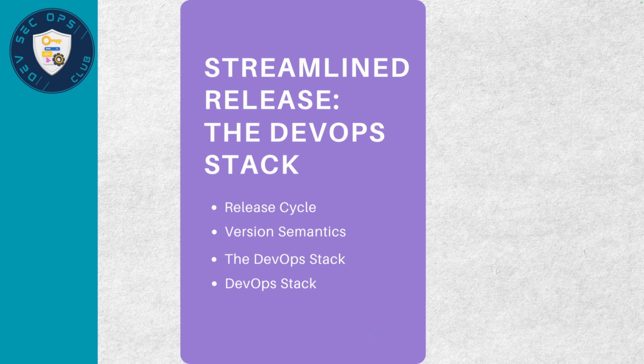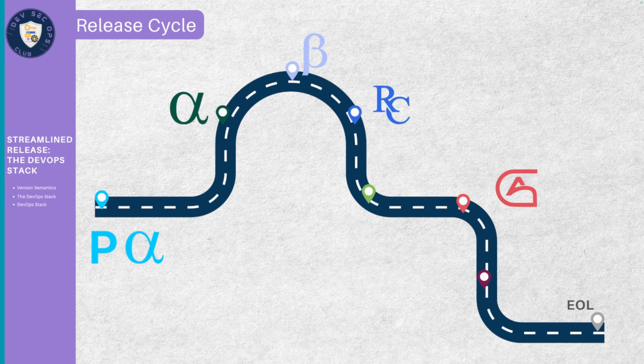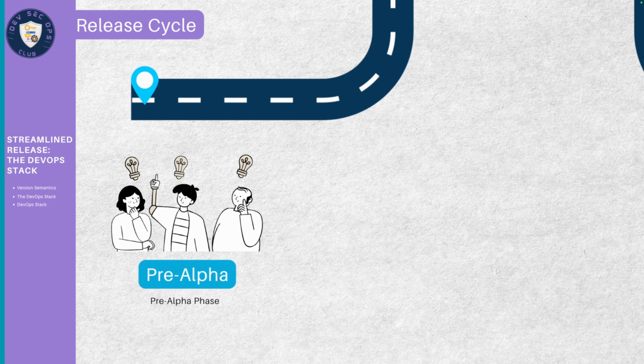So let's first see what a release cycle is. Similarly to how we have the software development life cycle that helps us develop our software, we have a life cycle for releasing the software. So we have different phases. Let's start one by one.